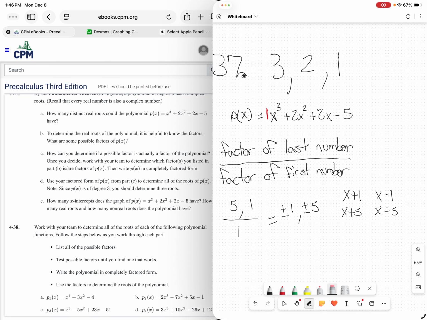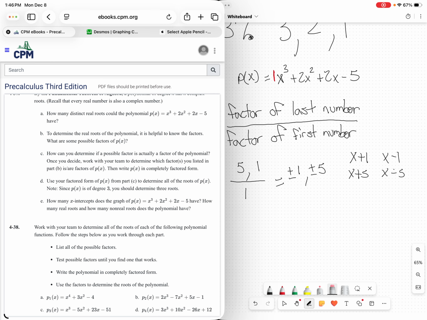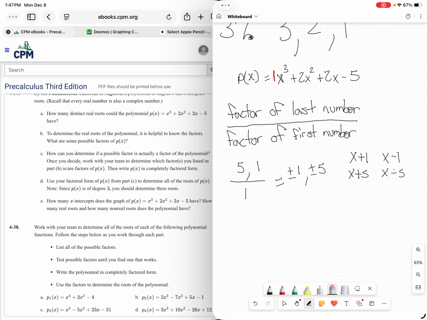Okay? So, C, how can you determine if it actually works? Okay? Well, we can divide it, right? If it divides evenly, it's a factor. That's what that means. So once you determine which factors you listed are factors, right? So let's do this here. For the sake of time, it's a lot easier to do synthetic division. So let's try 1. So 1, 2, 2, and negative 5.